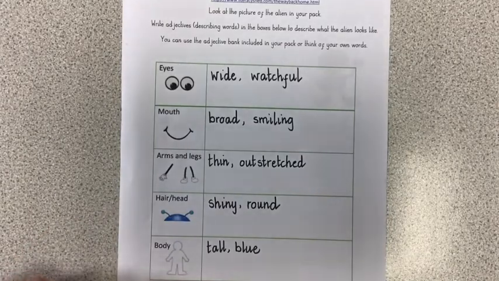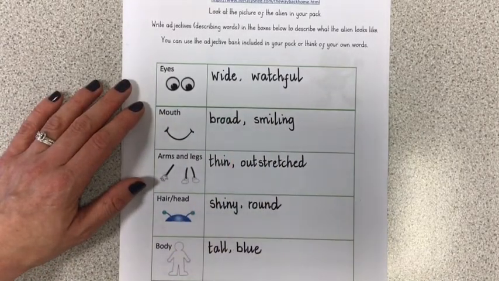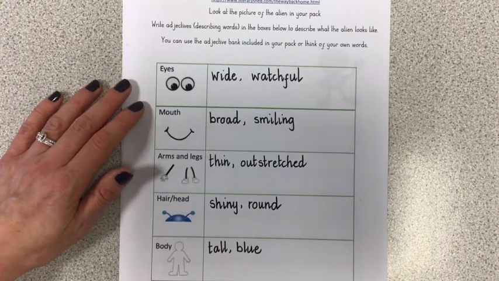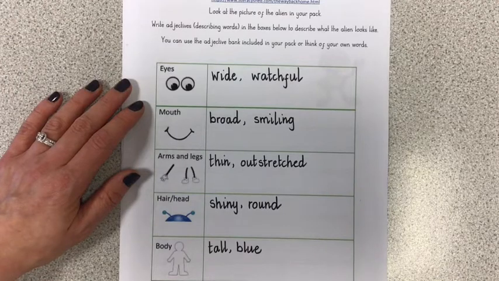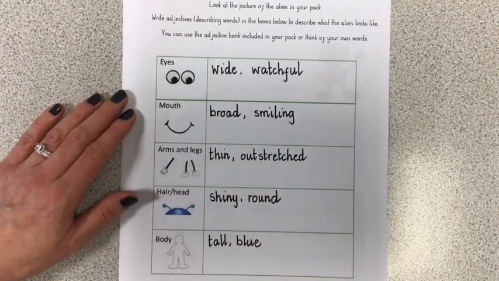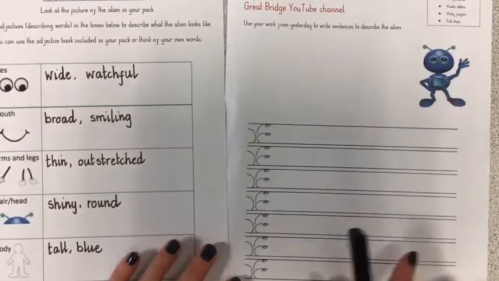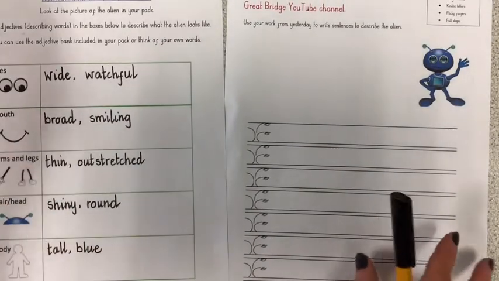Notice, my literacy group, in between my two adjectives, I have used a comma. That's right. Have you used a comma in between your adjectives? Mrs. Patel's group, you would just have written one adjective in each box. Okay, so today we're going to use those adjectives to write some sentences about the alien.